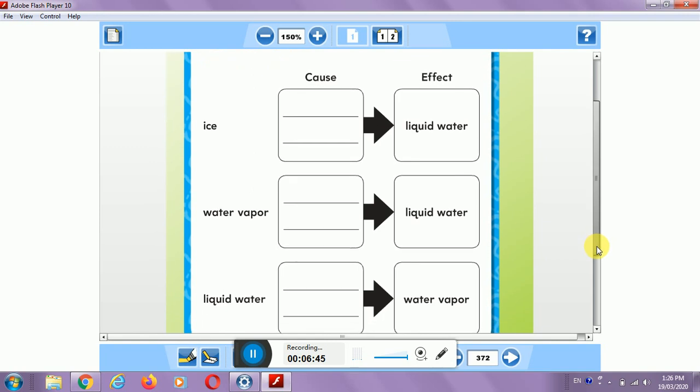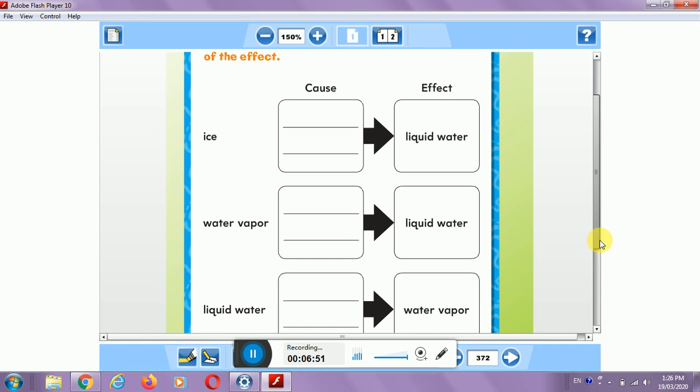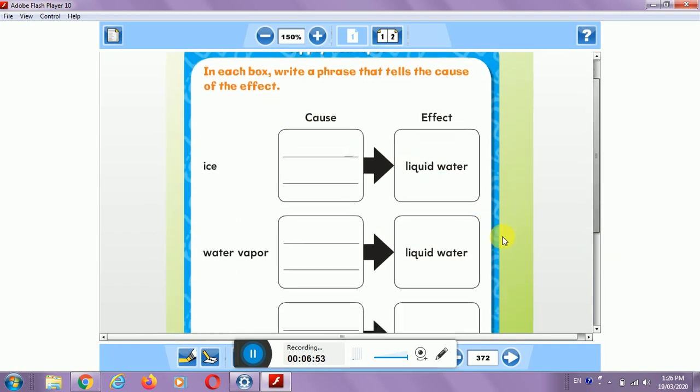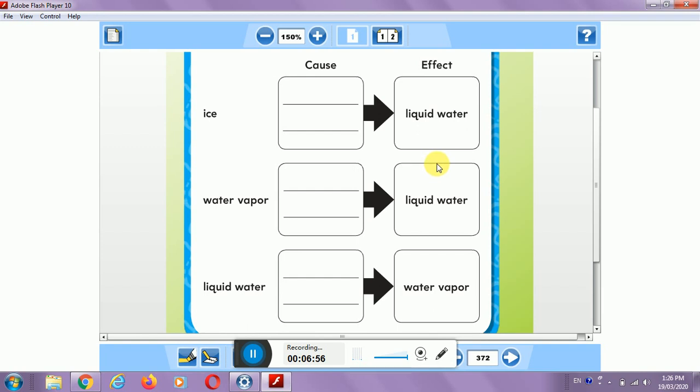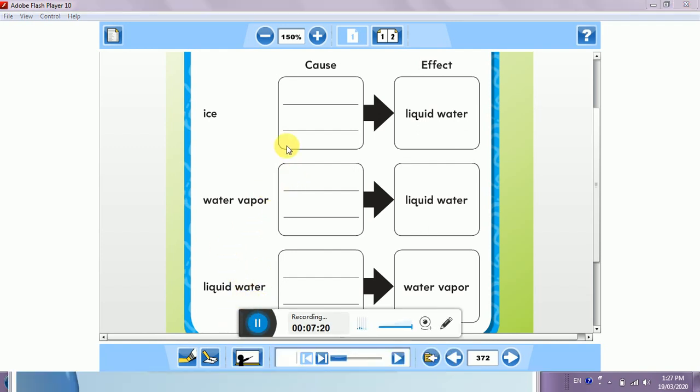Last page. In each box, write a phrase that tells the cause of the effect. The ice, when it becomes liquid water, did you take away heat or you added heat? So here you have to write add heat or take away heat. Ice to become liquid. No, sorry, I mean we add heat. So ice to become liquid, we add heat.